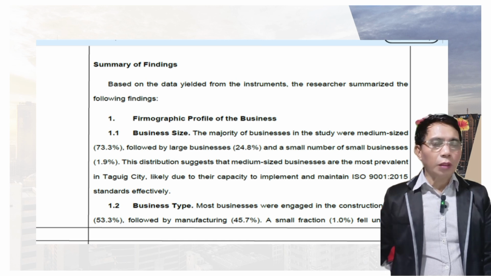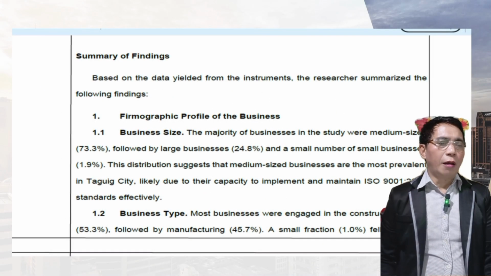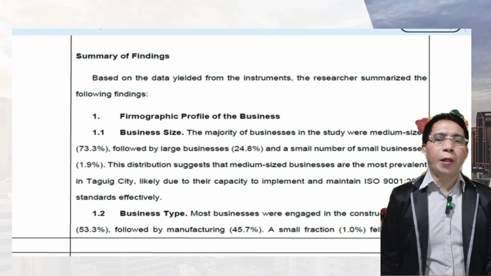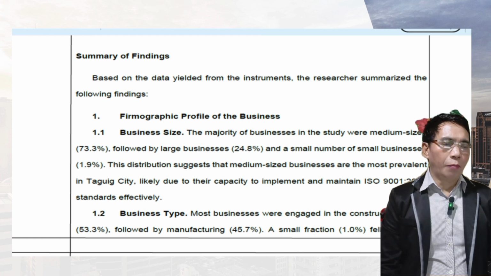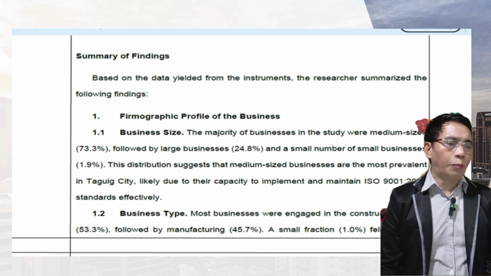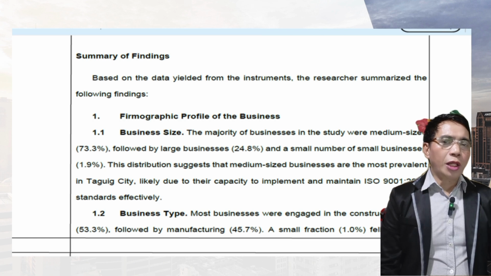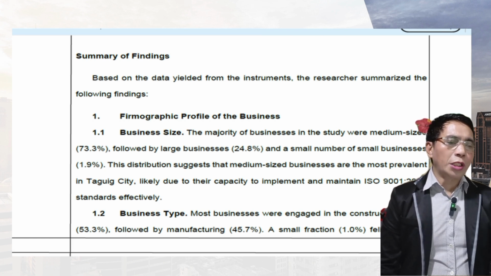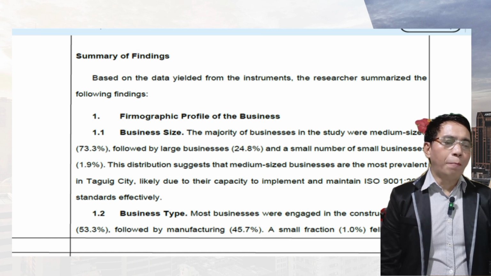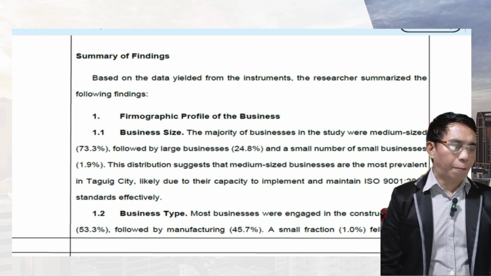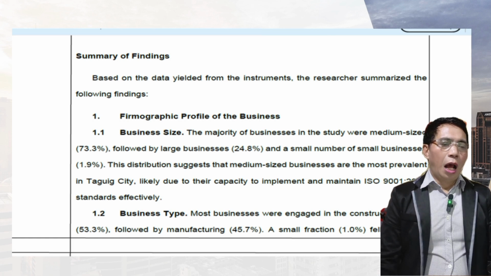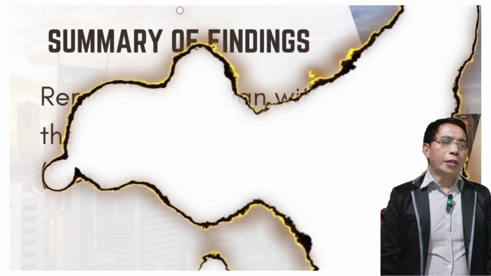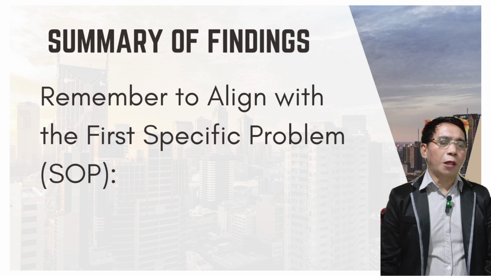As you can see, the summary of findings is presented based on the first specific statement of the problem, which is the firmographic profile of the respondents. Underneath, we have 1.1 and 1.2. For 1.1 it is the business size, and for 1.2 it is the business type. Along the way, we need to remember that aligning with the first specific objective is always a must.